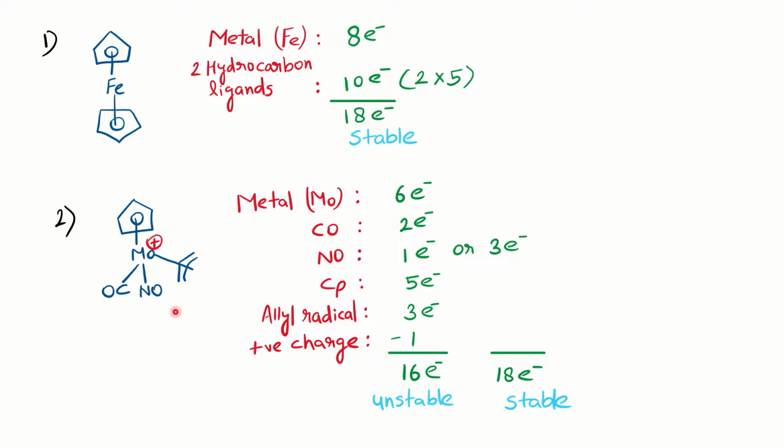So basically here an 18 electron complex is more stable than the 16 electron one. So here the NO will contribute 3 electrons, and the shape of the NO will be bent or triangular.